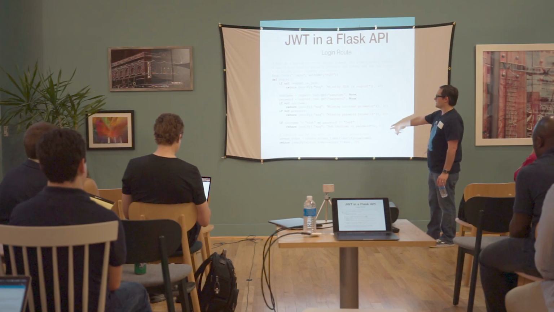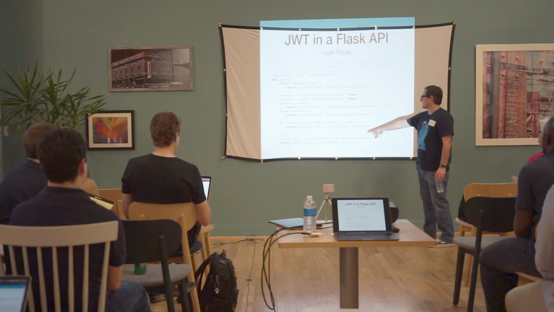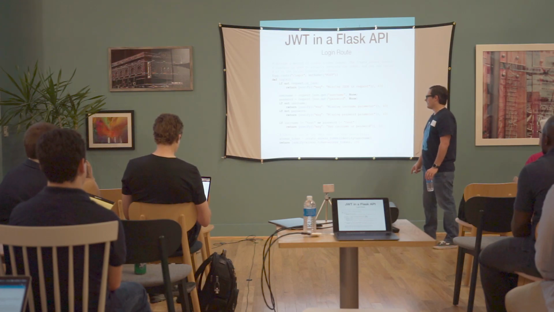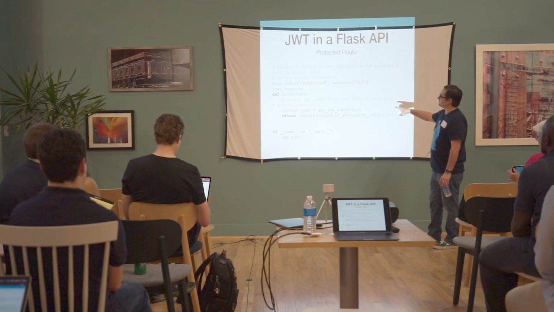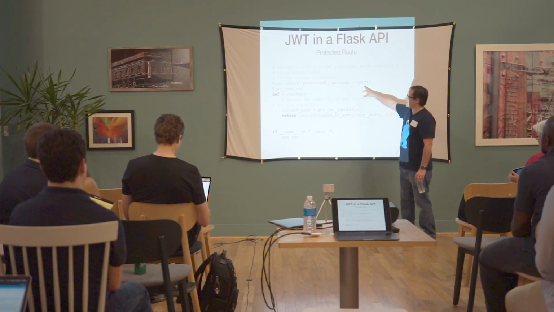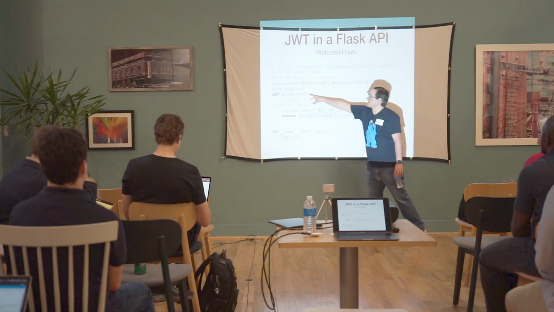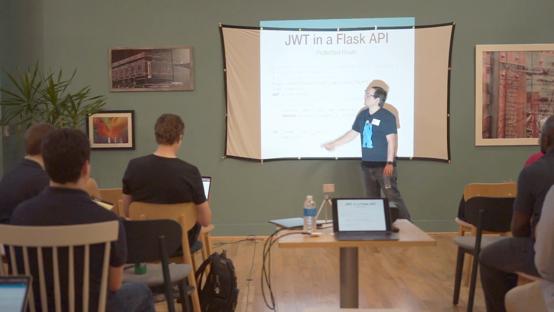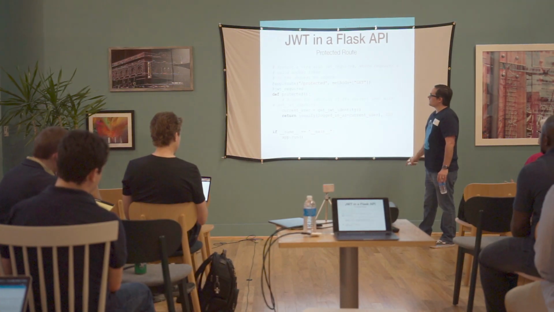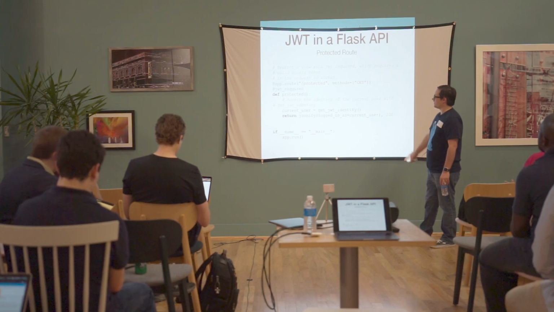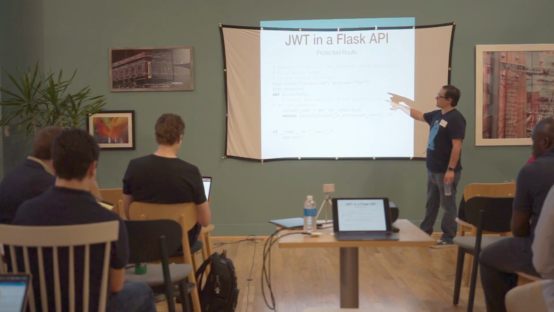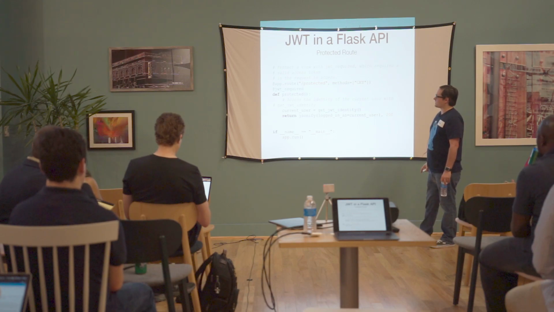Access token equals create token, pick an identity. This could be identity equals user ID, whatever you want to do. Then we just return the token. Then if you want to access the protected route, when you send the token over, it'll check this. JWT required is a decorator that only lets people that are valid get into this particular endpoint. So all you need to do is use that. It checks the token. If it's valid, it lets them in.